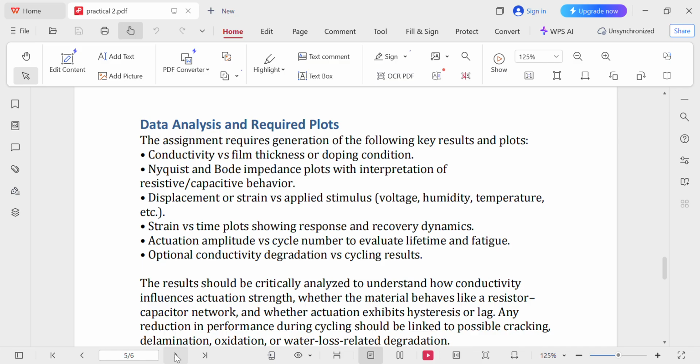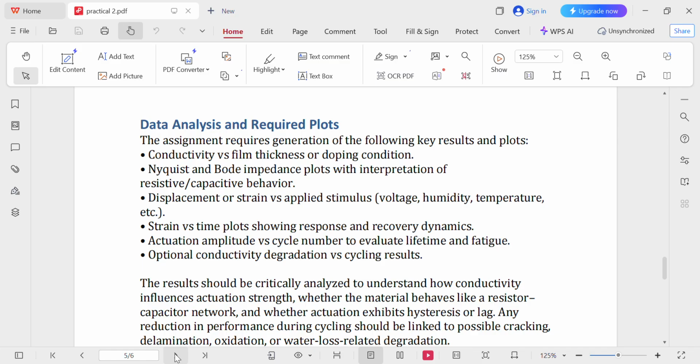Next, actuation amplitude versus cycle number to evaluate the lifetime and fatigue. A graph should show how the movement strength changes after repeated use to check the durability and fatigue. Next is the electrical conductivity degradation versus the cycling results. Means a graph can show whether the electrical conductivity decreases after many cycles.